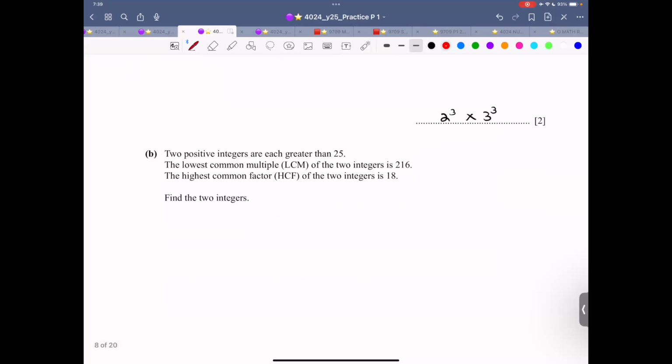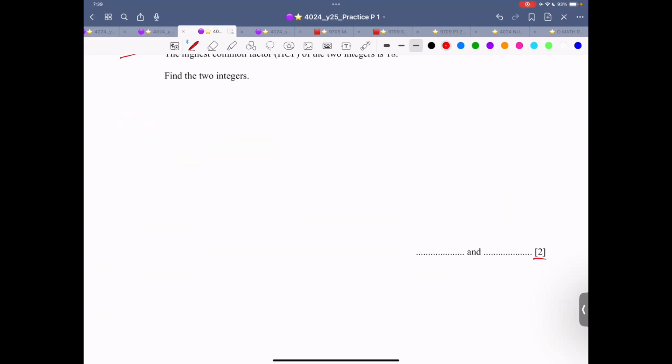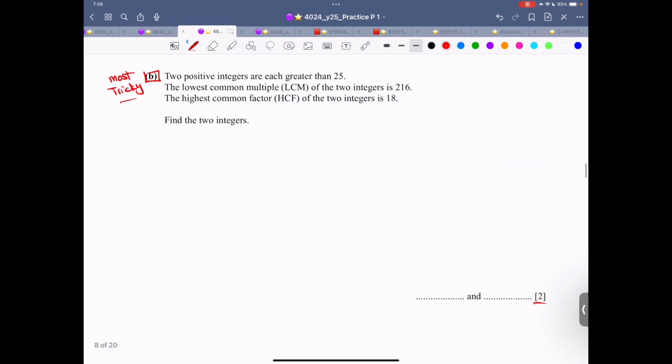Now, this question, I think this one was the most tricky question in this paper, and it's worth 2 marks. So even if you find it difficult, you can skip it. No issue with that. You can always come back to it later. Now, the thing over here is, how do you deal with this? By this time, you should have read this question. What exactly are they talking about?